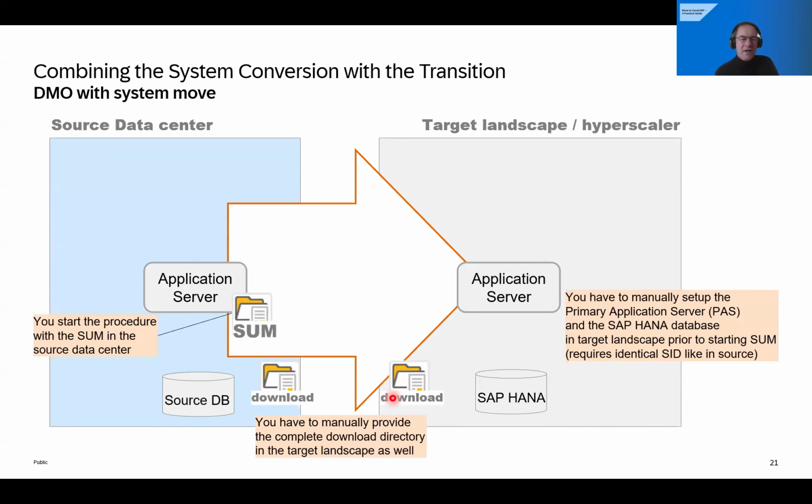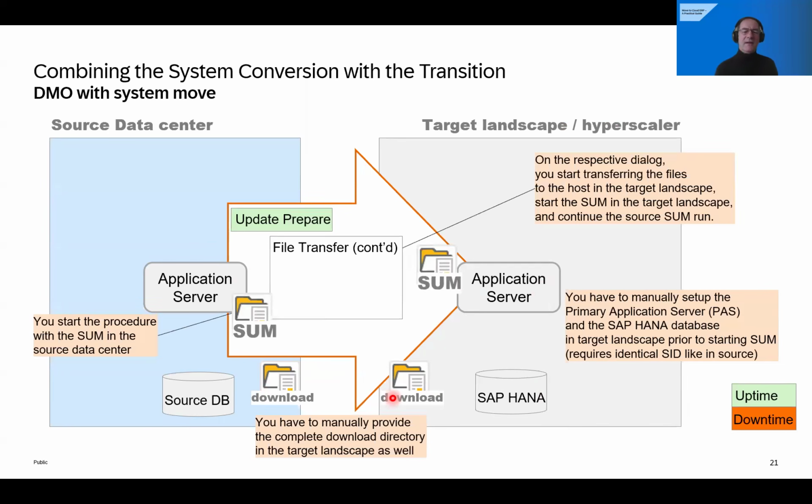And then we start the procedure in the source with uptime processing. And then there is a file transfer during the procedure from source to target, so that we, in the ideal case, have a parallel processing. While this first software update manager is still exporting, we are transferring the files to the target, and the target software update manager can already import in there.